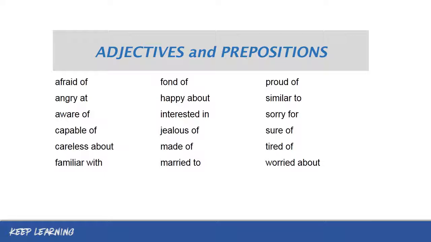Adjectives and prepositions. You are afraid of. You're angry at. Right? You're aware of. Capable of. Careless about. Familiar with. Fond of. Happy about. Interested in. You're jealous of. Made of. You're married to, not married with. You're married to. You're proud of. Similar to. You're sorry for something. You're sure of something. You're tired of. And you're worried about.